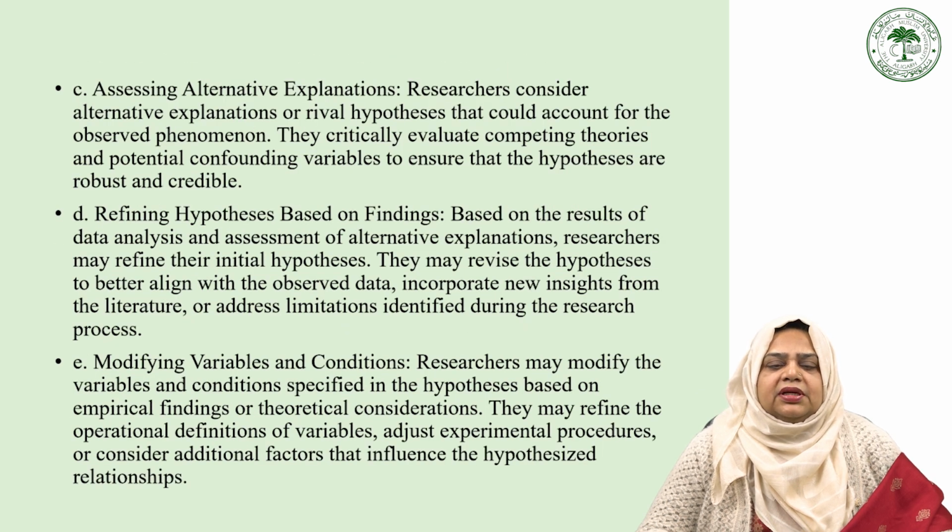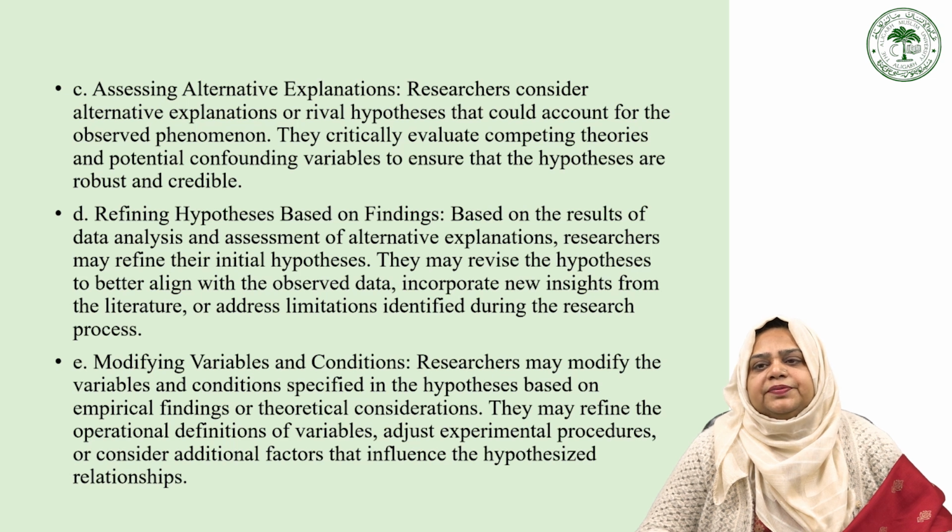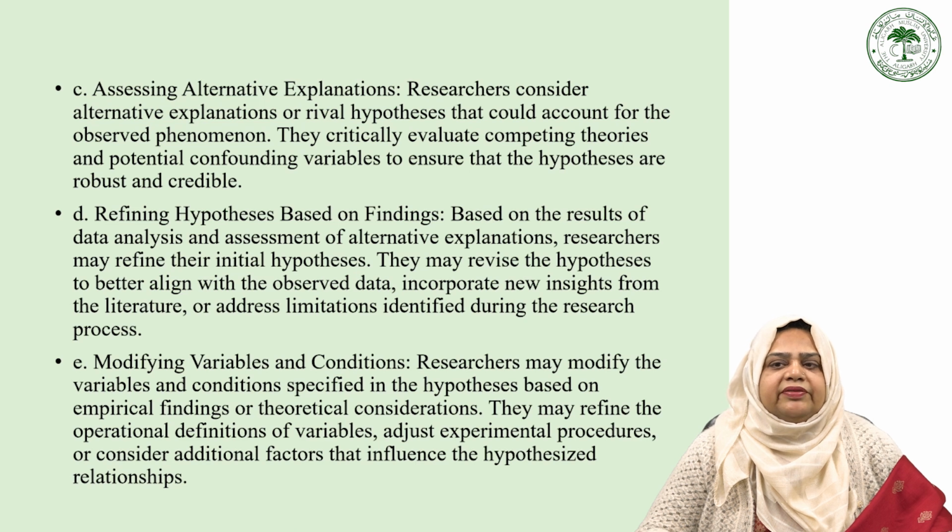Next step is assessing the alternative explanations. Researchers follow a systematic process to evaluate and refine their hypothesis. They begin by understanding alternative explanations or rival hypotheses that could explain the phenomena they are studying. This step is crucial in ensuring that their hypotheses are strong and believable. Researchers carefully assess competing theories and potential variables that could affect their results.